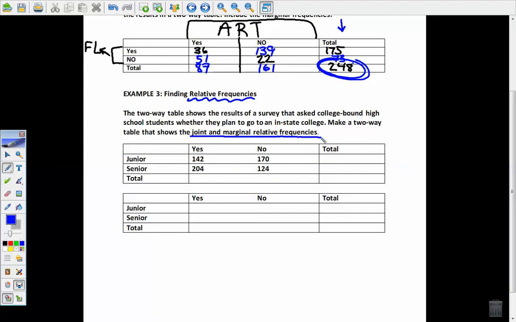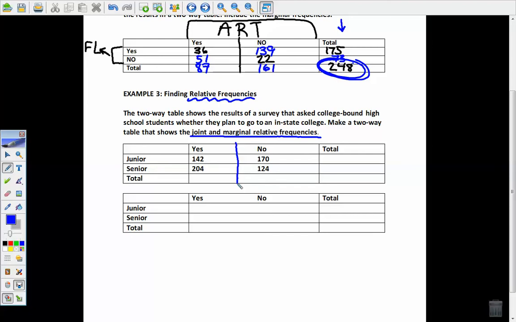Guys, the two-way table shows the results of a survey that asks college-bound high school students whether they plan to go to an in-state college. It says make a two-way table that shows the joint and marginal relative frequencies. When we're showing stuff that's relative, the word relative simply means pretty much turn stuff into a percent. Let's complete this table right here, gang.